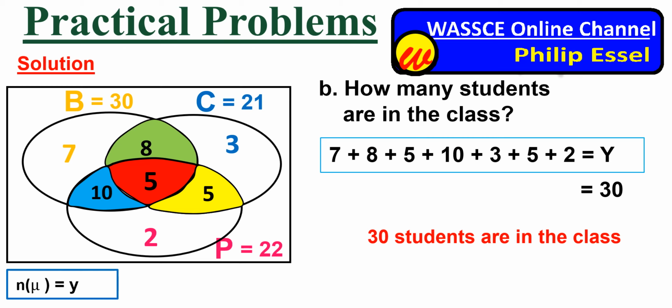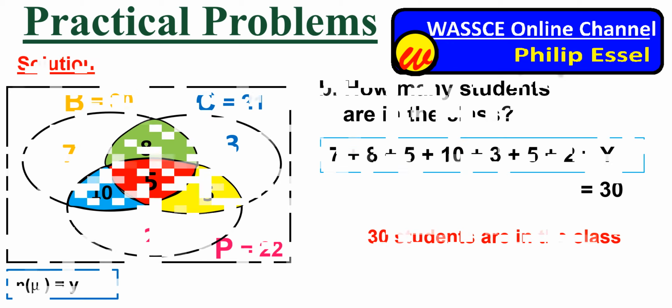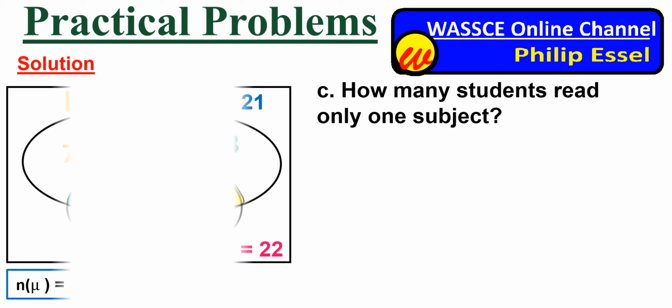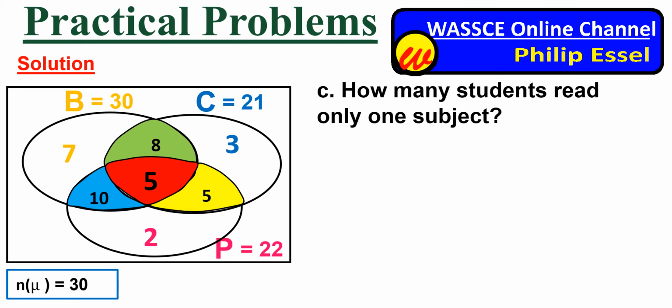Let's look at question C. Question C. How many students read only one subject? Solution. So we'll first draw our Venn diagram. Let's now solve the problem.